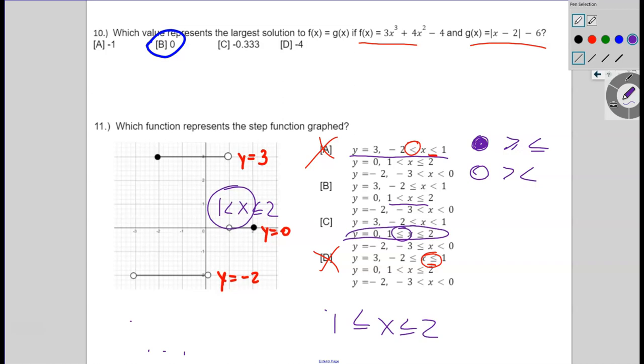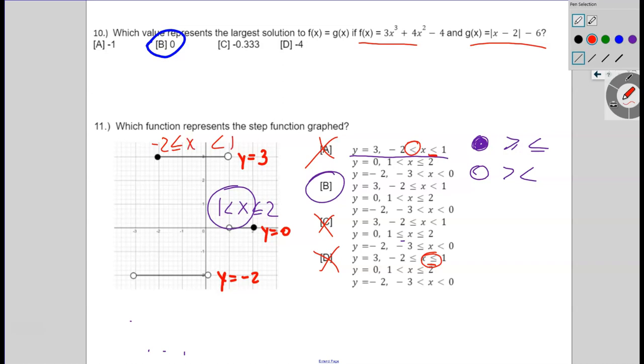Okay, so the correct answer is B. Now, let's make sure that all the constraints match our function. Here we had a closed circle and an open circle, and our constraints range was -2 to 1. Let's check: -2 less than or equal to x less than 1. Correct. For our second function, y equals 0, we had 1 less than x less than or equal to 2.